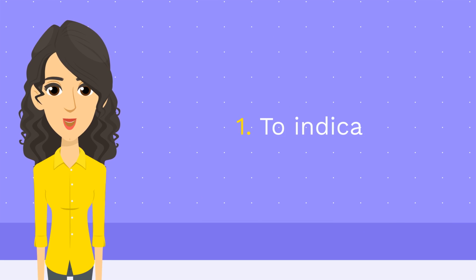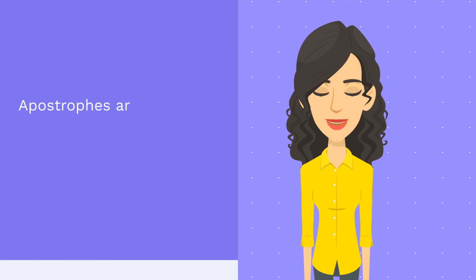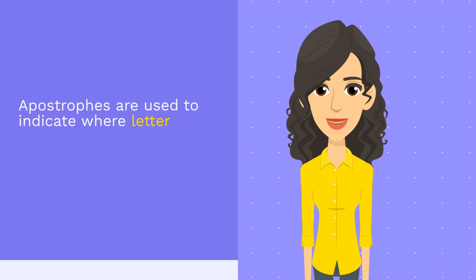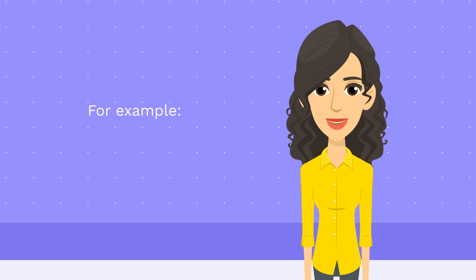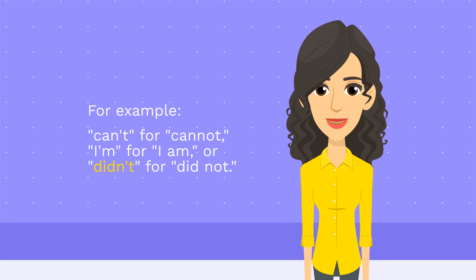1. To indicate contractions. Apostrophes are used to indicate where letters have been omitted in contractions. For example, can't for cannot, I'm for I am, or didn't for did not.